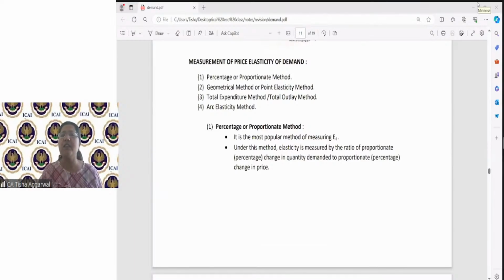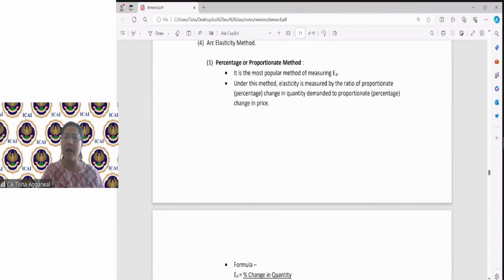Next is the measurement of the price elasticity of demand. When I say measurement of the price elasticity of demand, there are a few things we need to understand. Whenever we talk about the measurement of price elasticity of demand, the first and the easiest method is the percentage or proportionate method. And what is that percentage or proportionate method? That is basically the most popular means of measuring elasticity of demand. So the first one is this: the elasticity is measured by the ratio of percentage change in quantity to the percentage change in price.